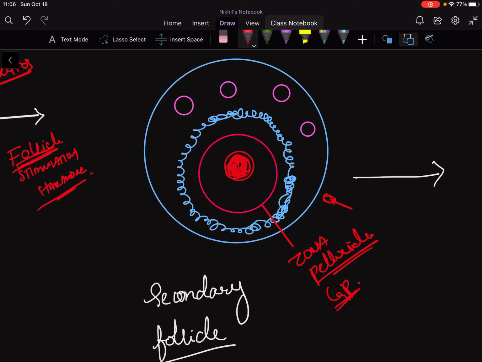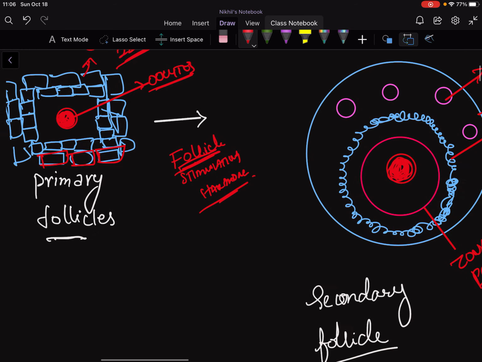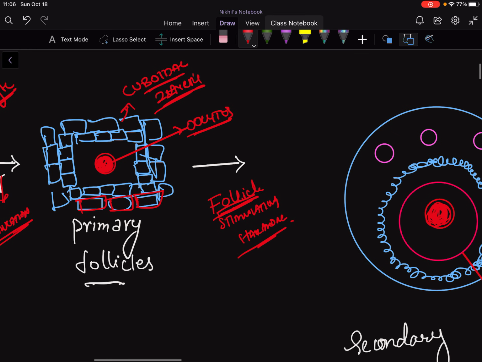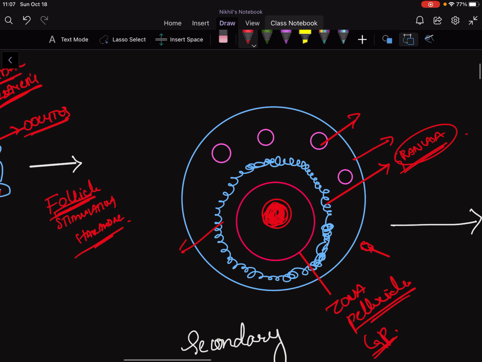Okay, so what is this layer and what is this layer? Okay, as you can see, what are these? This one here is the granulosa cells. The granulosa cells in primary follicles, you can see, are cuboidal and in two layers. So these two layers, one layer is here, and one layer is this one. They get separated by this fluid filled lacunae.